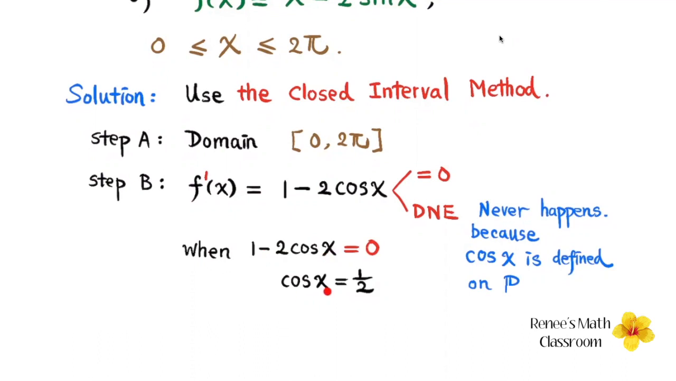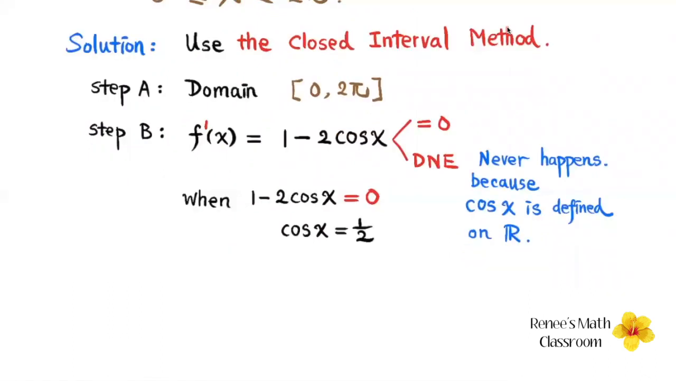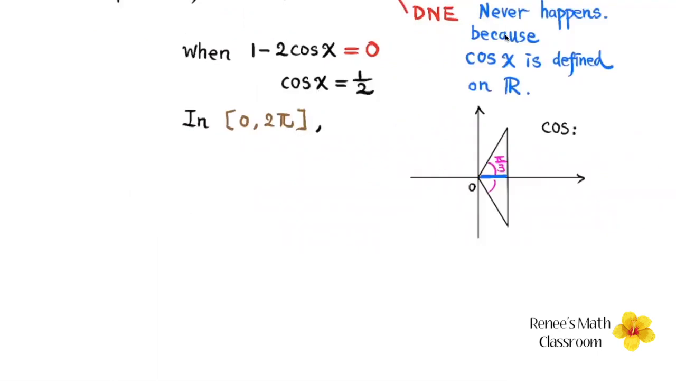So when cosine x is equal to 1/2. Remember, we're trying to find critical numbers. Critical numbers have to be inside the domain, so we're going to focus on this domain from 0 to 2 pi. To solve for cosine x equal to 1/2, where x is in 0 to 2 pi, let's take a look at this unit circle. We know that in the first quadrant, cosine of pi over 3 is equal to 1/2.